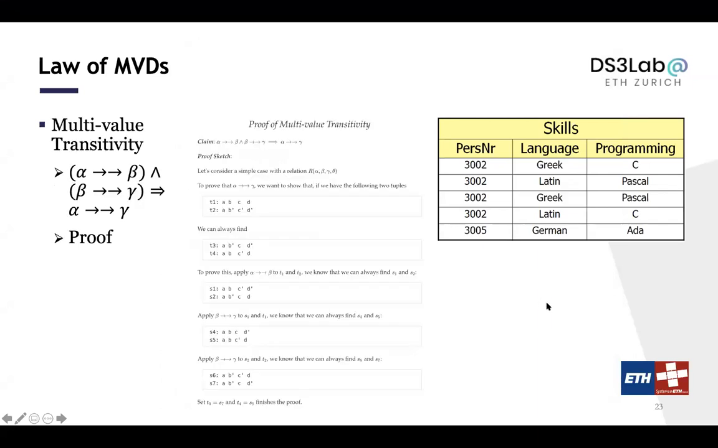And there's one more rule here, called multi-value transitivity, which is essentially when you have MVD from alpha to beta, and you have MVD from beta to gamma, then you have MVD from alpha to gamma. The proof is actually very simple. I actually wrote down a proof sketch here. If you are interested, you can try to go through it. And the game is the same. You give me T1, T2, I want to find T3, T4, and then you give me a construction for T3 and T4.